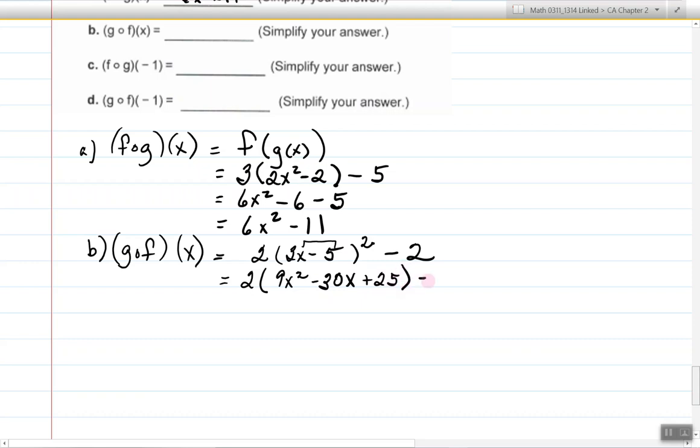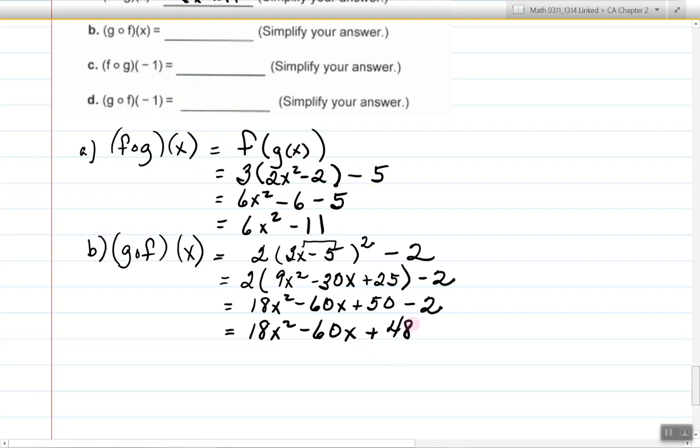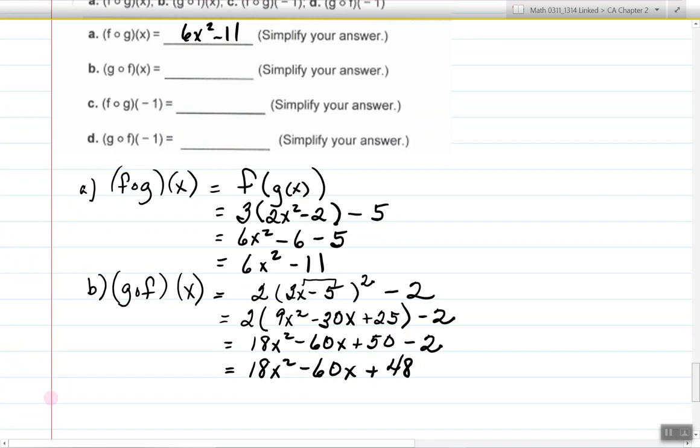Now distribute. That's 18x squared minus 60x plus 50 minus 2, which is 18x squared minus 60x plus 48. So that was a good bit of work doing it that way, because I did have to square that binomial.